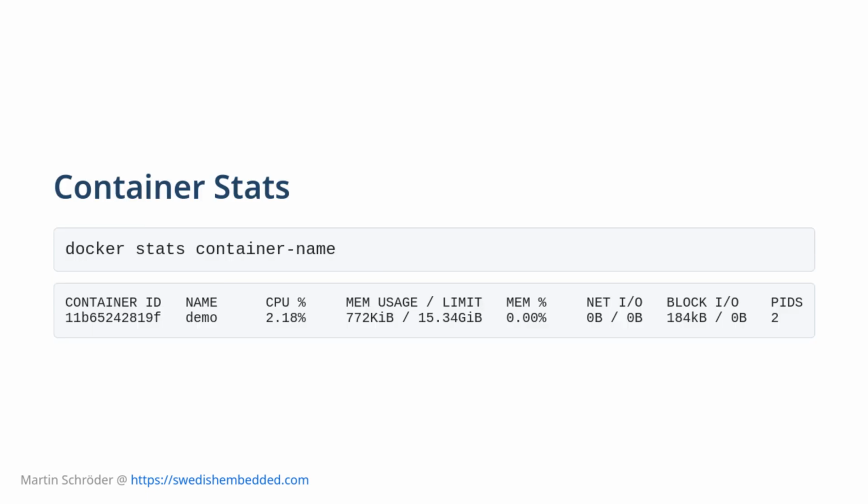We can also use Docker stats command to view the status of currently running containers, including the memory usage, the net usage, IO, how many processes have been started, and the name of the container and the container ID.